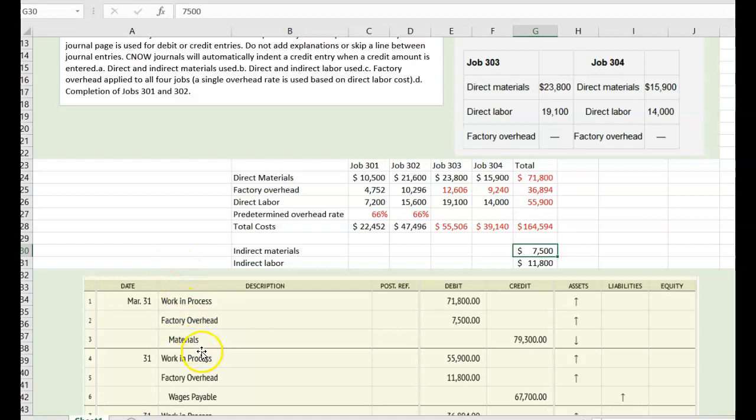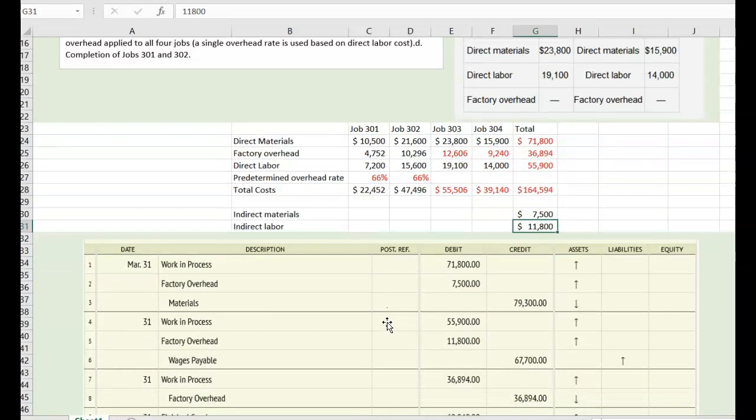Now, how about for work in process for labor? Well, the credit would be wages payable, right? Credit wages payable to show the obligation. We need to figure out how much of those wages get assigned to various jobs. Well, we know that we had labor of 55.9 coming from our job cost system, right? So 55.9 relates to direct labor and 11.8 is indirect labor. So that's our wages entry.